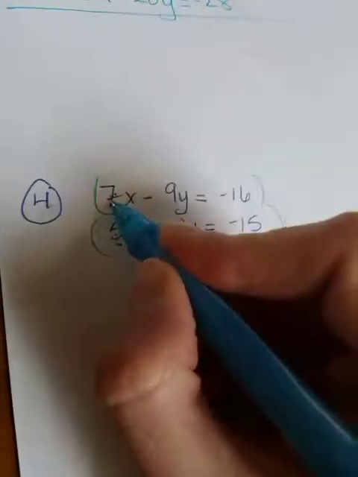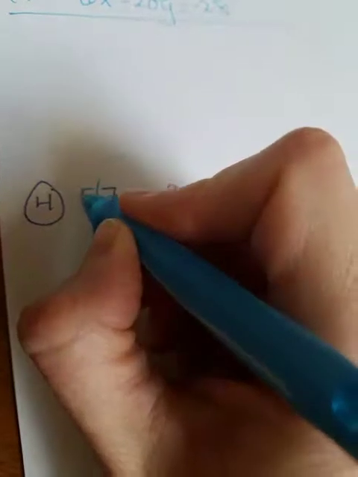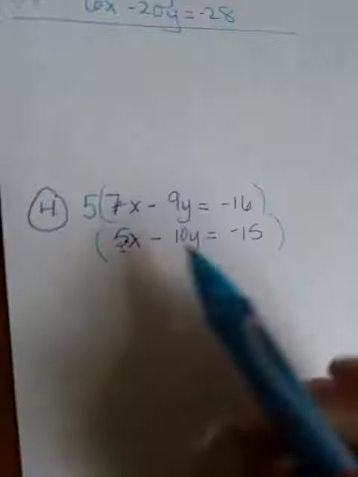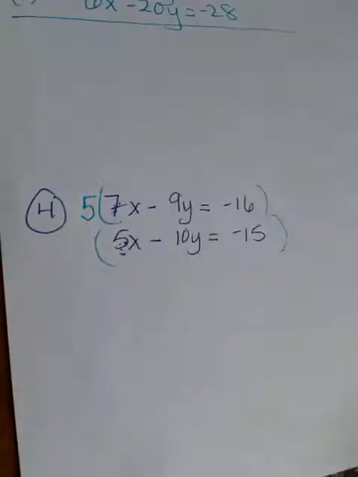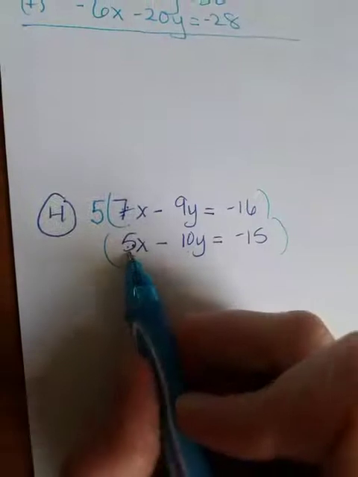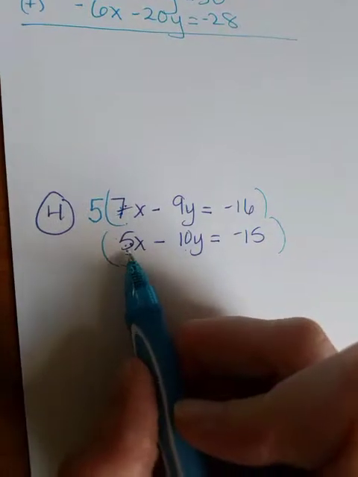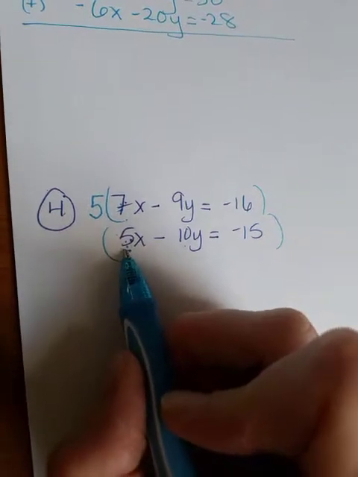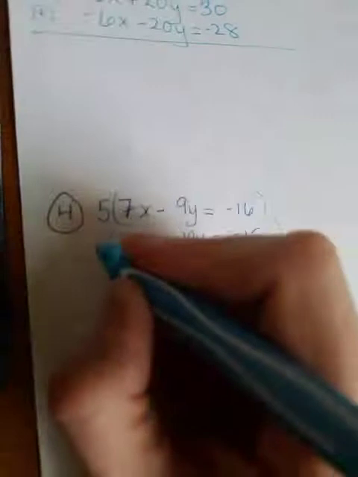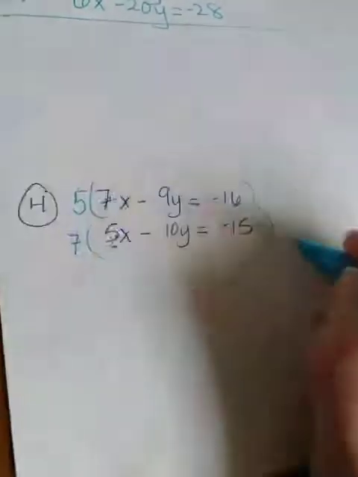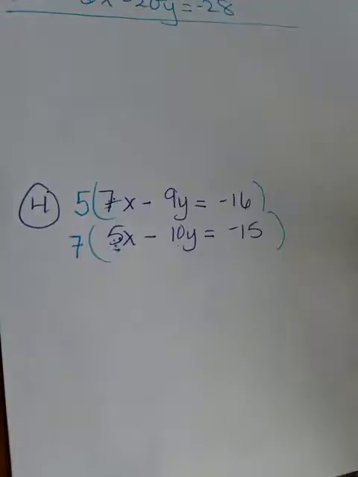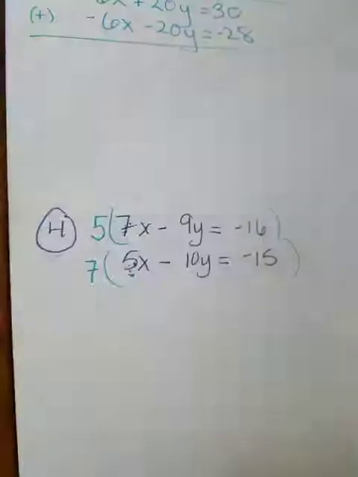Okay? So because I have a 7 here and I want to make it into a 35, I have to multiply this whole equation by 5, because 5 times 7 gives you 35. This one is 5. I want to make it into a 35. What times 5 gives you 35? 7. So I'm going to multiply that whole equation by 7. I might actually do that in a different color.